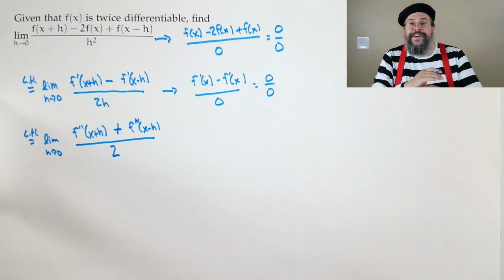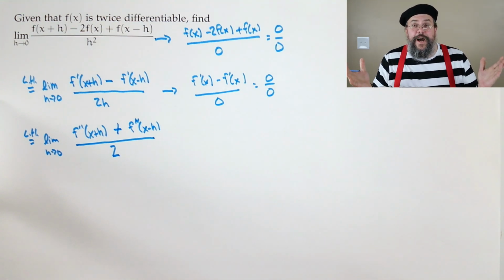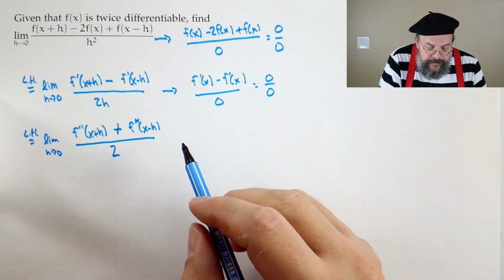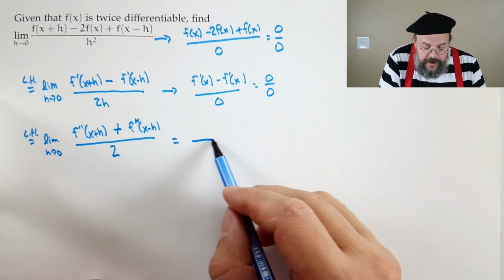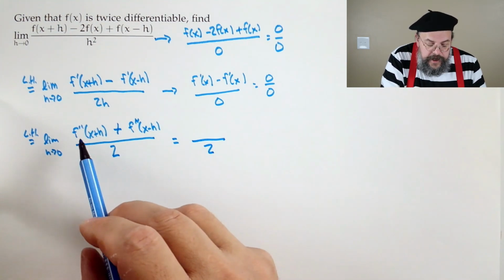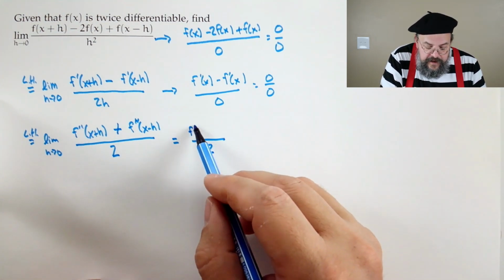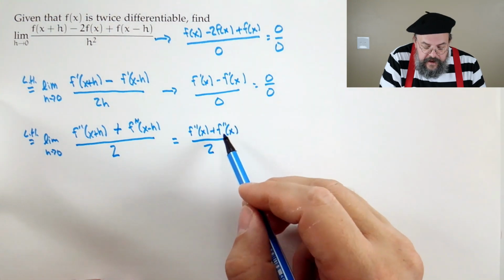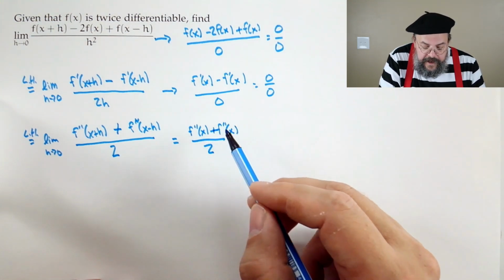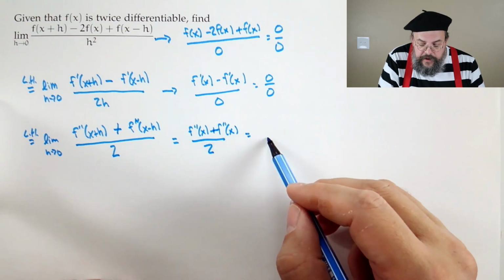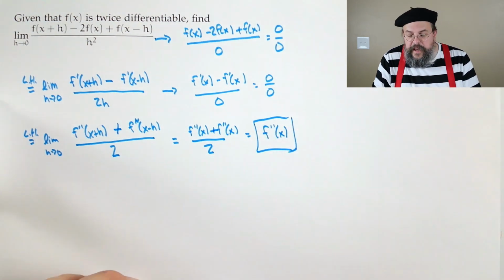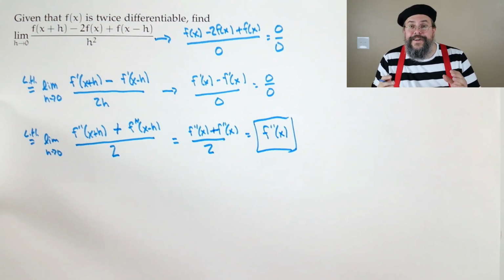And now we know game over, because the denominator is not going to be 0. It's going to be 2. So this goes to what? Well, 2 downstairs. Here we're going to get f double prime of x. And then we're going to get again an f double prime of x. And that makes 2 f double primes of x over 2. And therefore, the answer is f double prime of x. And there you go.